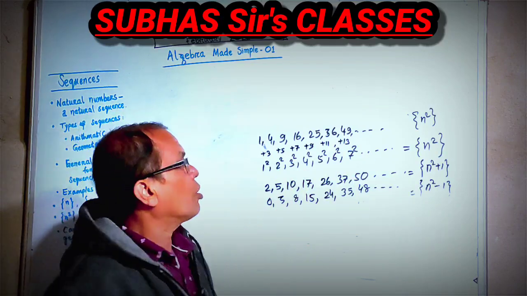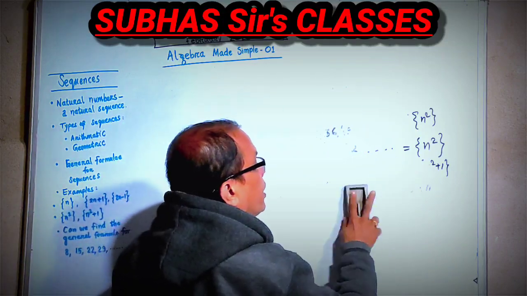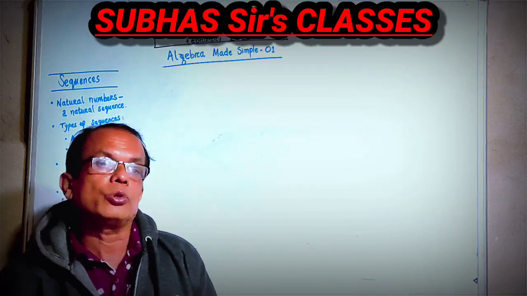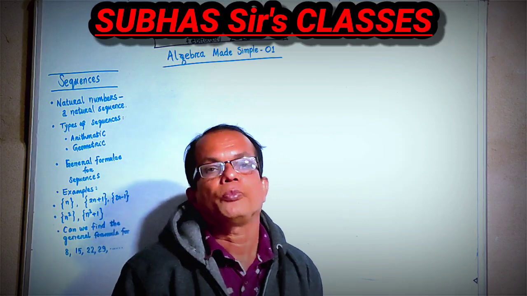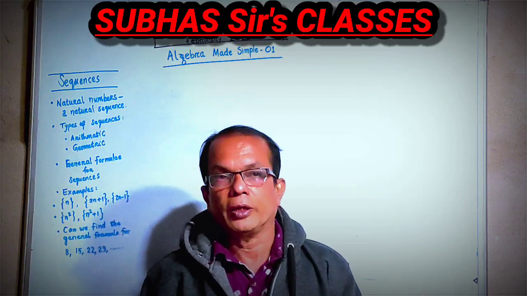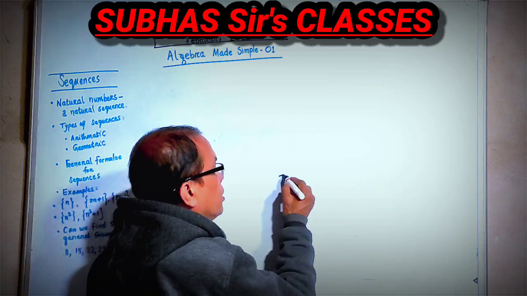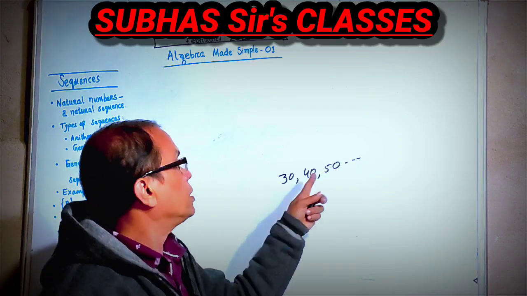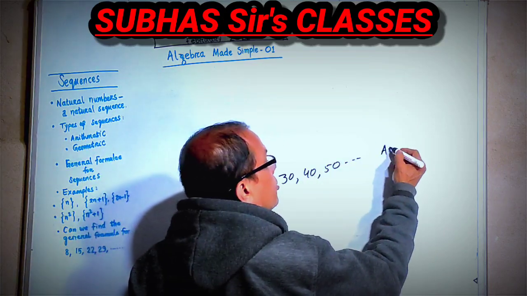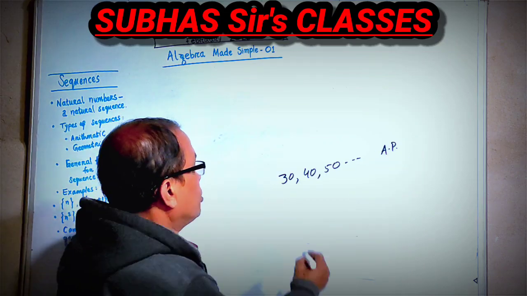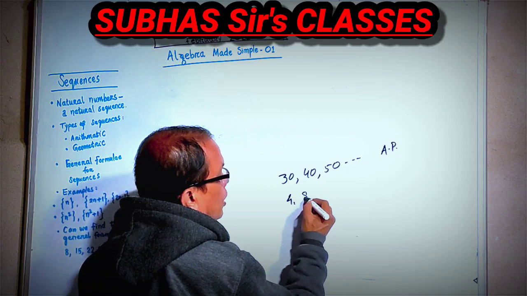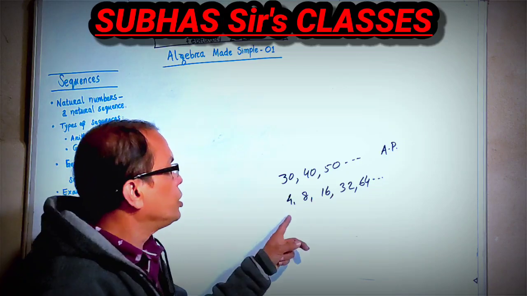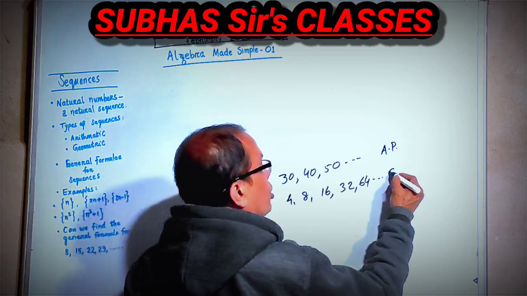So now let us learn a trick in which we can find the formula for sequences which are arithmetic in nature. What is arithmetic in nature? Sequences are arithmetic or geometric when they are found by adding or multiplying. If you take numbers like 30, 40, 50, you can easily understand that 10 is added every time. So it is an arithmetic progression. When you take numbers like 4, 8, 16, 32, 64, you can see that 2 is being multiplied every time. So it will be a geometric progression.